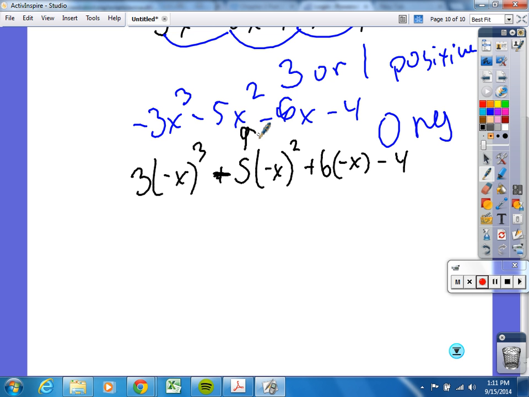Okay, you're saying, well, it went from a positive to a negative. No, that's not what I'm saying. So now look at this equation after I plug the negative x in. Is there any sign changes? There's negative 3 to negative 5. Was that a sign change? Still negative. From negative 5 to negative 6, is that a sign change? How about negative 6 to negative 4? Is there a sign change?